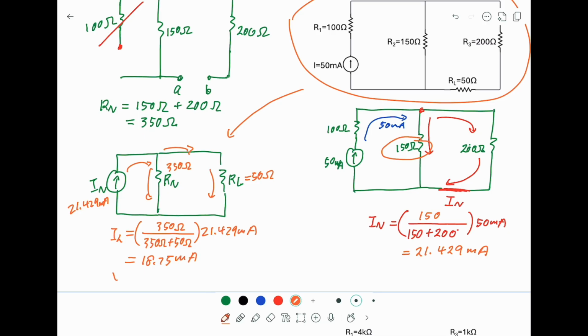The voltage across the load resistor is IL times RL. It means 18.75 milliamp times 50 ohm. And it is equal to 0.9375 volt.